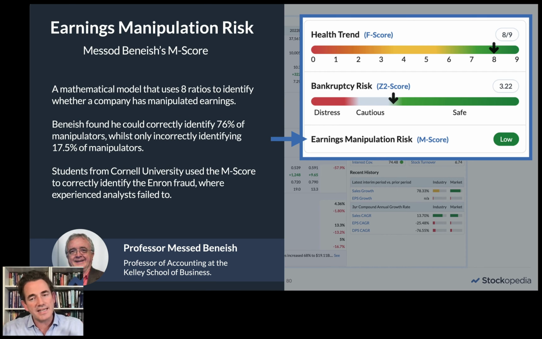The third one is the earnings manipulation risk, or what I like to call the cooking the books score. And this is from Messod Beneish, who wrote a wonderful paper on this. And we've published this rather differently as a high and low flag. And this has spotted so many problem accounts where companies have massaged their earnings to make them look better than they are, or even done it innocently. Because there can be a lot of reasons why these things can happen.